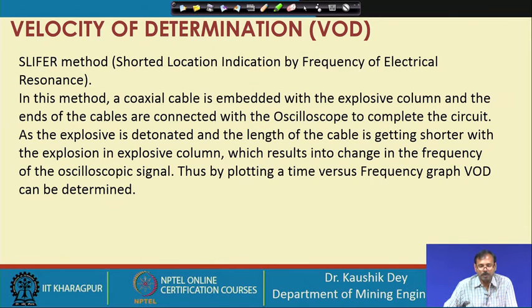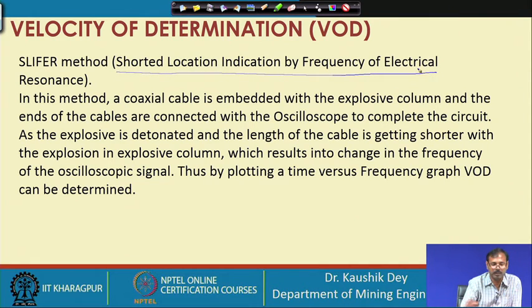So, to overcome that problem, the SLIPPER method, that is the Shorted Location Indication by Frequency of Electrical Resonance, is used. This is similar to the fiber optic cable method, but instead of fiber optic cable, which is very costly, it is replaced by a coaxial cable, which is much cheaper. The coaxial cable is embedded within the explosive column, and the ends of the cable are connected to the oscilloscope to complete the circuit.